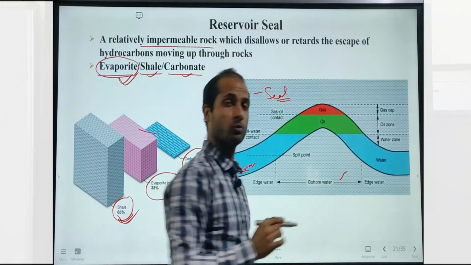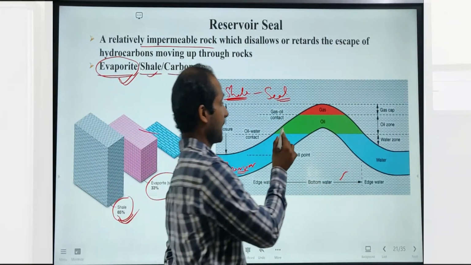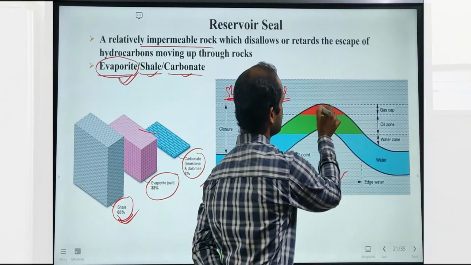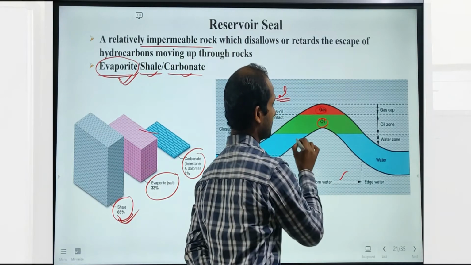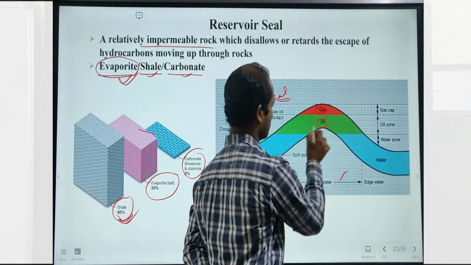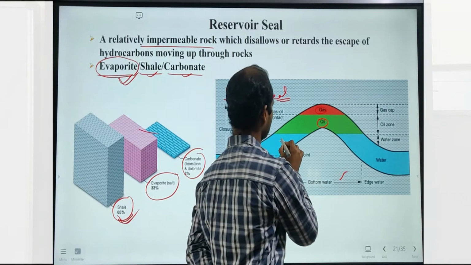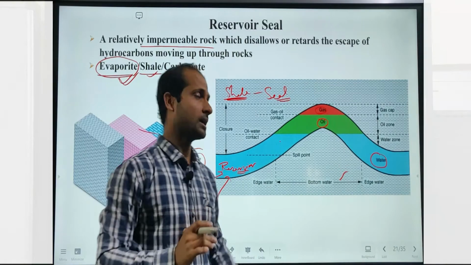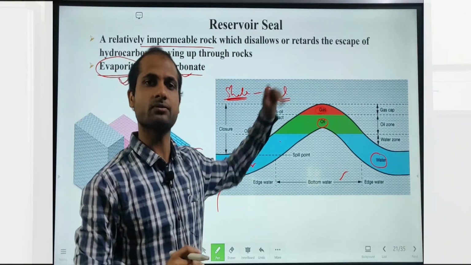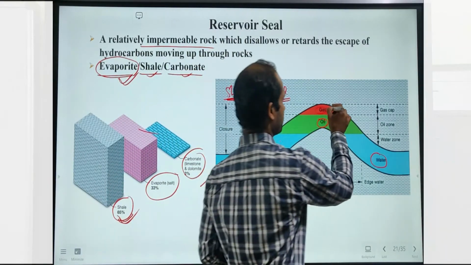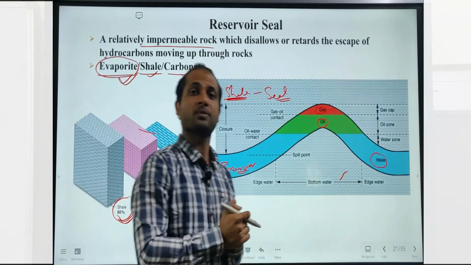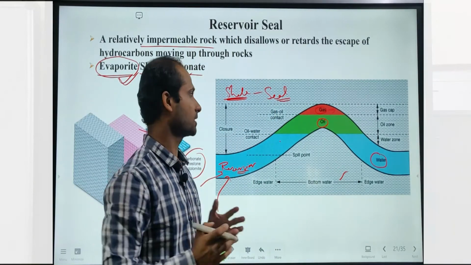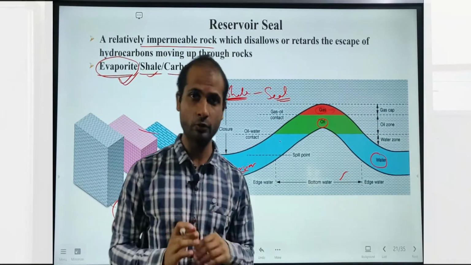If we see, the density of gas is lower than the oil, and the density of oil is lower than water. That's why they are getting segregated as per their density. What is the density of gas? Anybody? Some of you may be knowing.